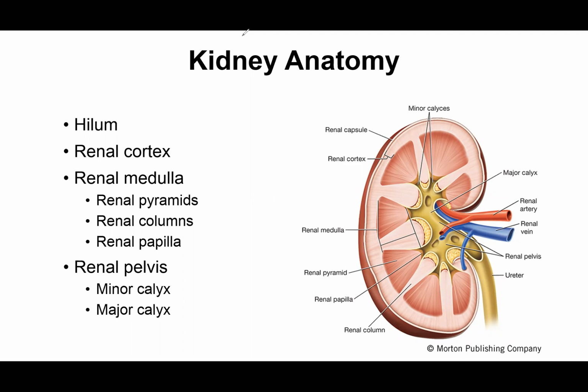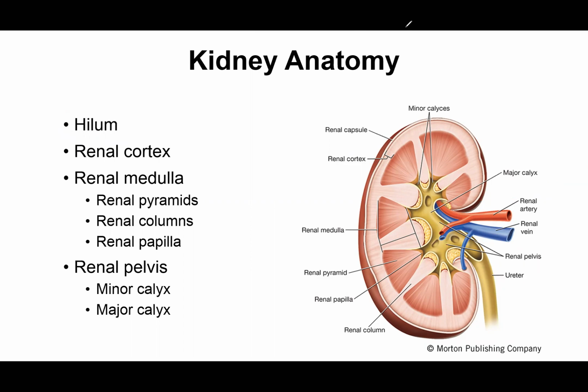The hilum is going to be the area where the blood vessels and the ureter enter the kidney. And so on our picture over here, the hilum includes this section, where all of these things are entering into the kidney. Okay, so this is the hilum.